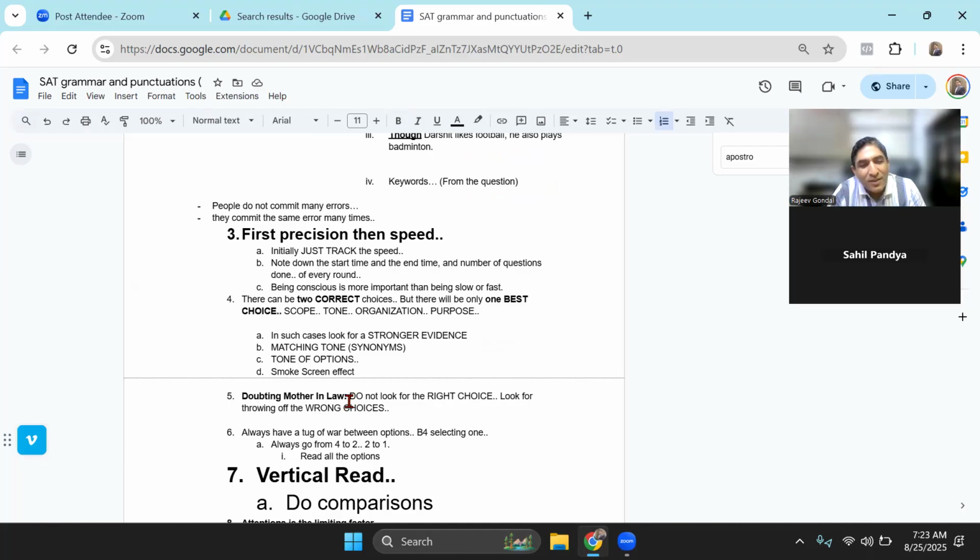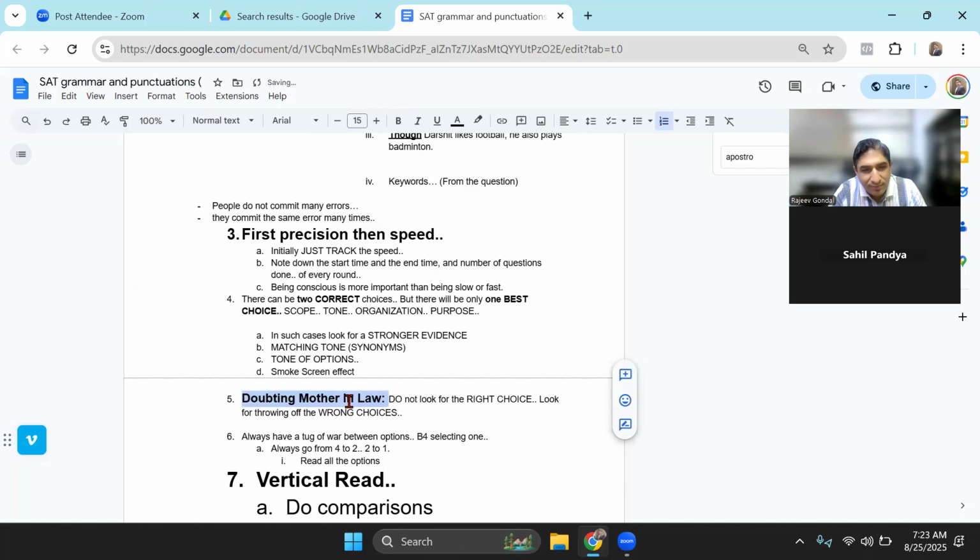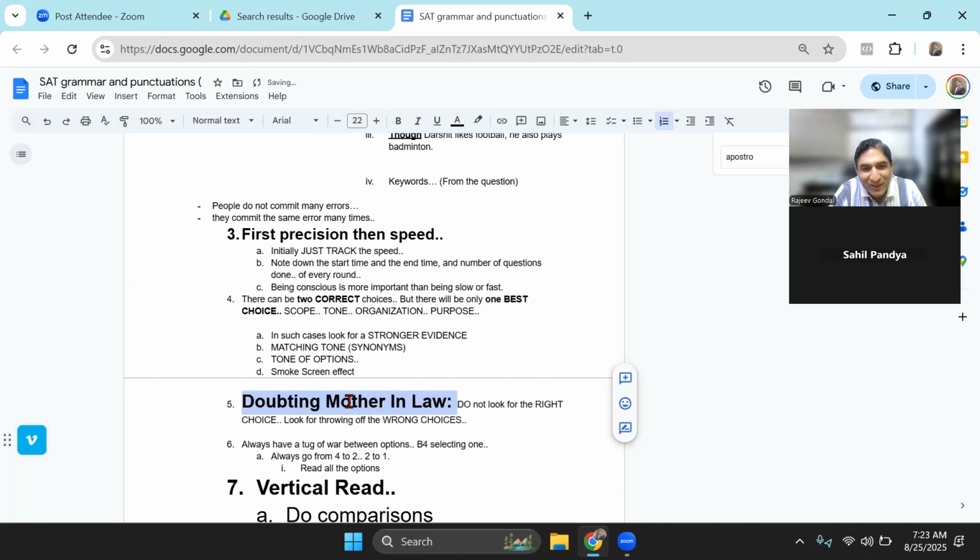You're not supposed to search for the right answer. You're supposed to act like a doubting mother-in-law who tries to find faults. Like, how can I prove this wrong? How can I prove this wrong? This is not right. This is not right. So you have to do that. And this takes a little effort because you are going against the tide. You want to get the right answer, but you're trying to figure out the wrong answers and throw them off.